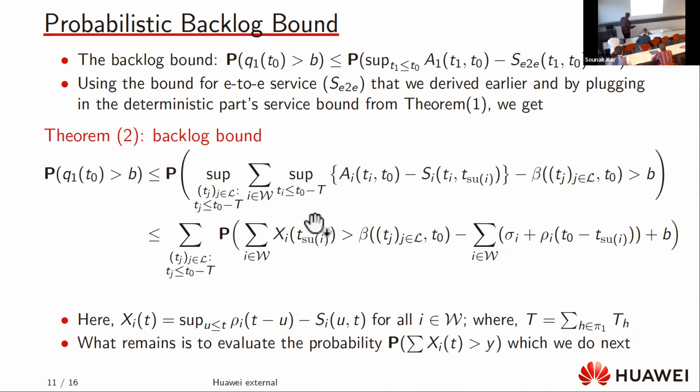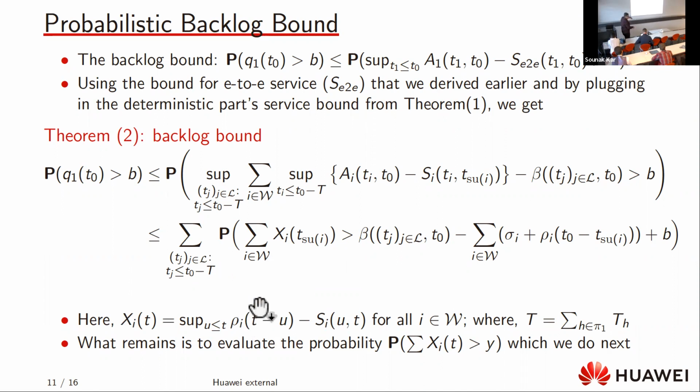And we end up with this random variable xi of t, successor of I. And we can use the union bound for these successors of I, so these are the servers in L. So we only need to do that many union bounds, right? And then xi is defined as this supremum.